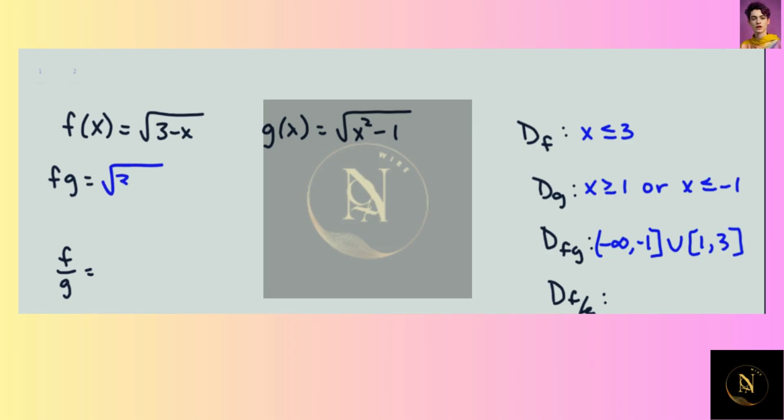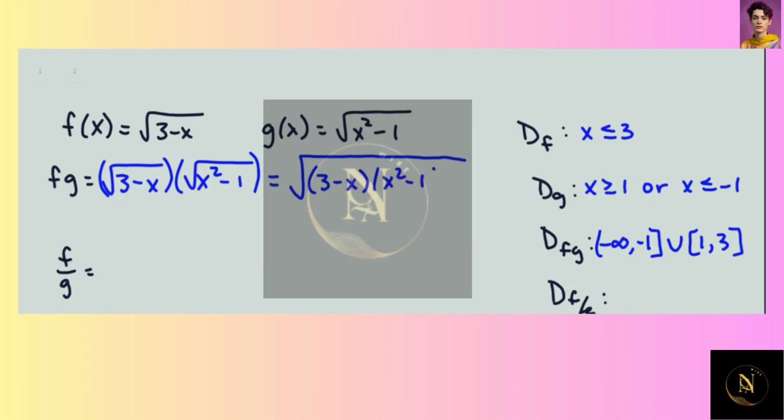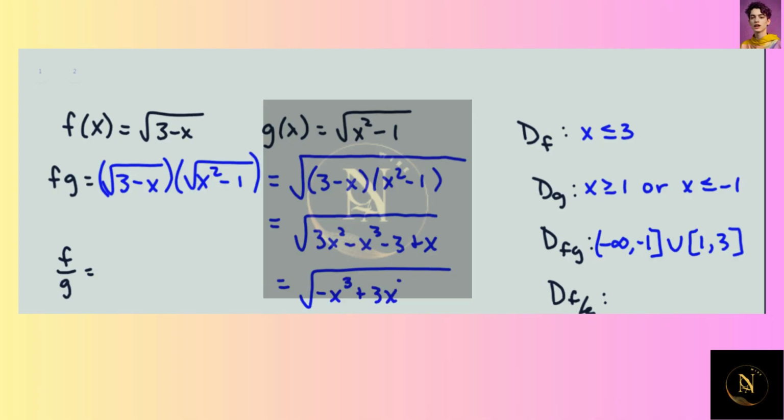So we have the square root of 3 minus x times the square root of x squared minus 1. Now we could combine these into one single square root sign. So we have the square root of 3 minus x times the quantity x squared minus 1. And we could go ahead and multiply that out if we want to simplify it. So using the FOIL method, we would have 3x squared minus x cubed minus 3 plus x. And if we want to put those terms into descending powers of x, we have the square root of the opposite of x cubed plus 3x squared plus x minus 3.